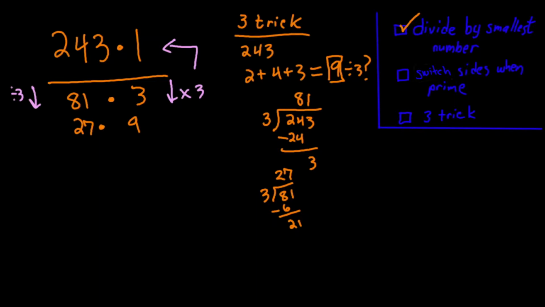So 27 divided by 3, we know that's part of the 3 times tables. 27 divided by 3 is 9, but don't we already have a 9? Absolutely. So guess what? These are the final factors. These are the only factors of 243. And the reason why I can say this with confidence is because we've been dividing by the smallest number possible. So in the next example, I'm going to show you what happens when you don't divide by the smallest number possible.